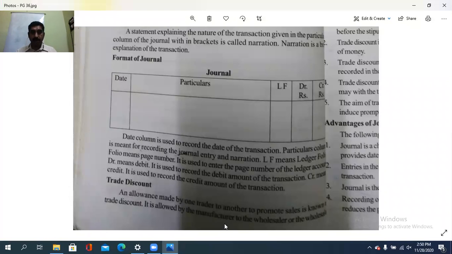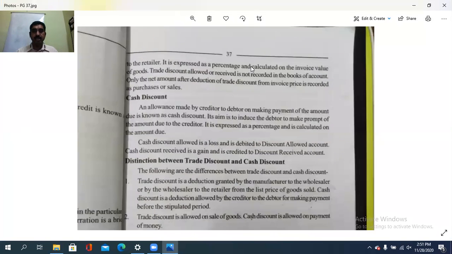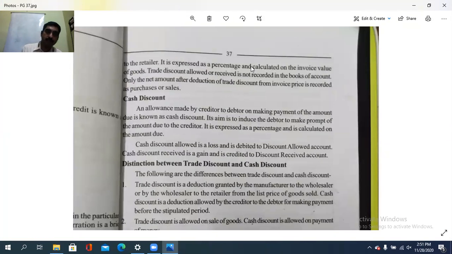It is allowed by the manufacturer to the wholesaler or the wholesaler to the retailer. It is expressed as a percentage and is calculated on the invoice value of the goods. So it is expressed as some percentage. That is the trade discount.